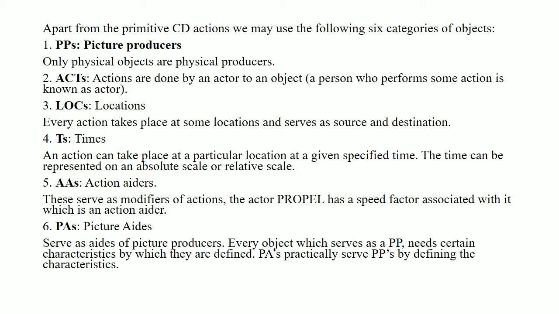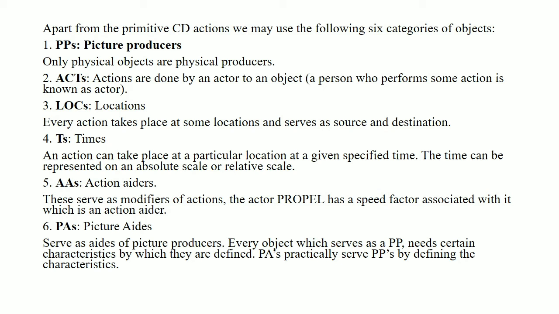And the other part of the primitives is that there are 6 categories of objects. PP is the picture producers, that is, physical objects. ACT is the actions done by an actor to an object. A person performs some action, that is an actor, represented by ACT. LOC is the location where the situation takes place, both the source as well as the destination. TIME is when it takes place at a particular location at a specified time, which can be indicated by an absolute scale or relative scale.